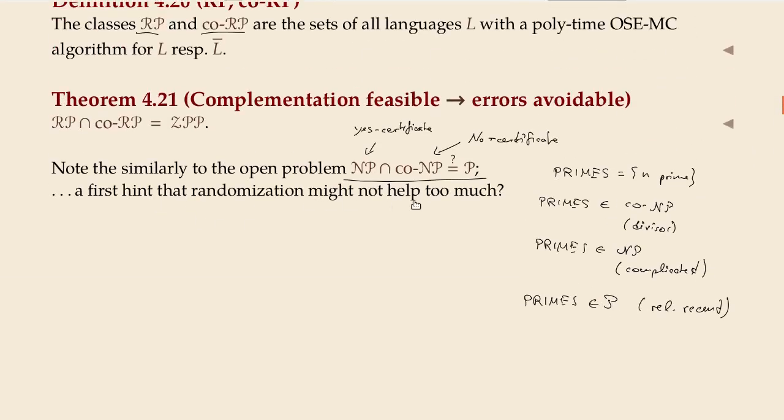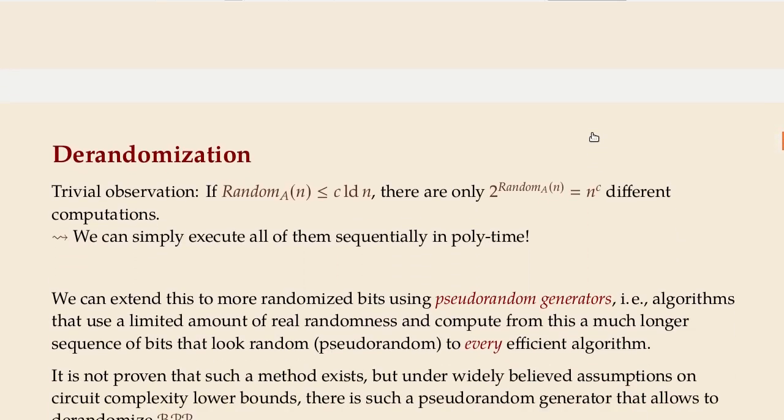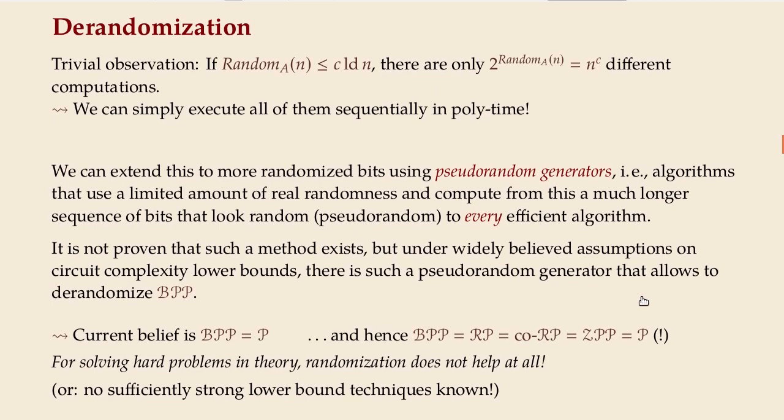Okay, so that was the first hint, as I said, that randomization might not be as mighty a concept as non-determinism is. And we will now talk about progress in complexity theory about randomization. I'll just wrap up and present the results. We will not go into detail, but I think it's very important to discuss this at this point. And the issue is called derandomization.